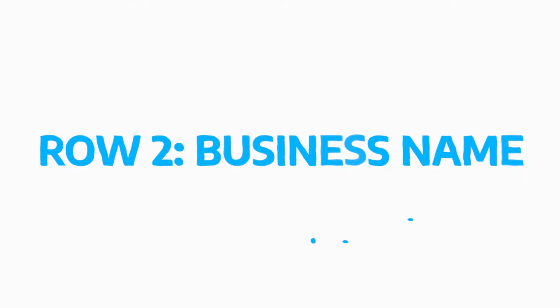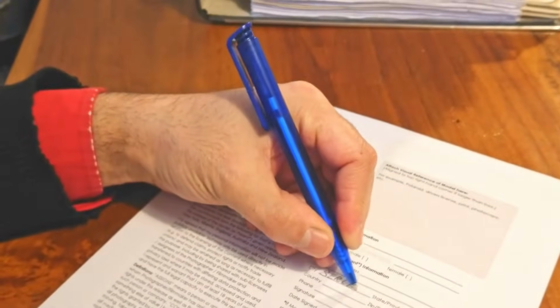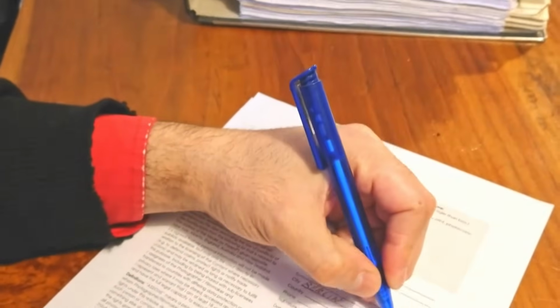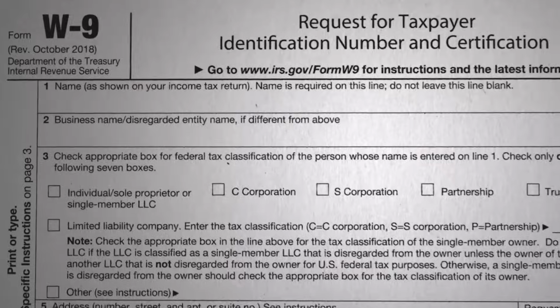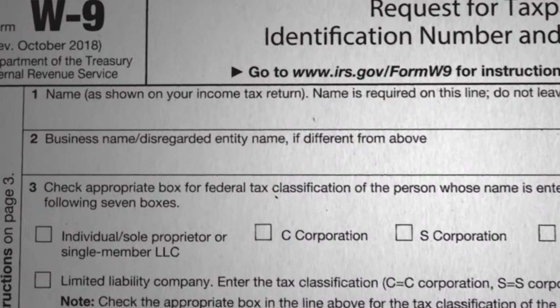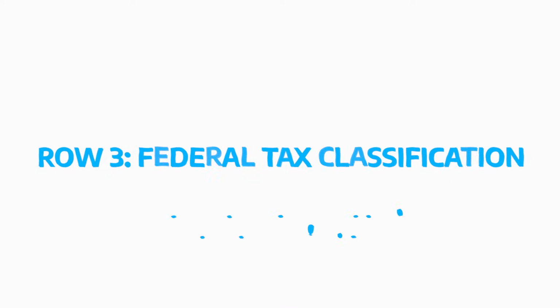Row 2. Business name. If you're filling out your W-9 form for business purposes, you will be required to input information about it in this line. If you don't own a business, this step is entirely optional. Row 3. Federal tax classification.